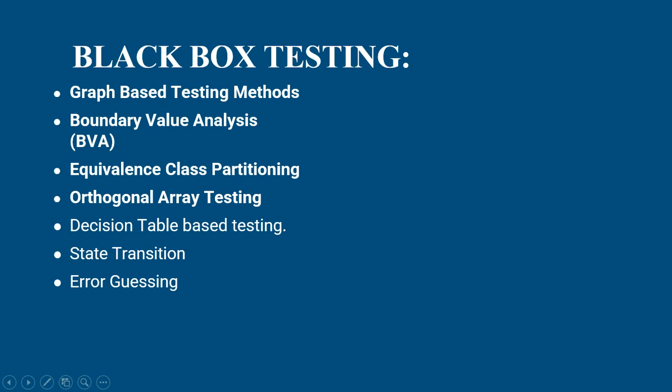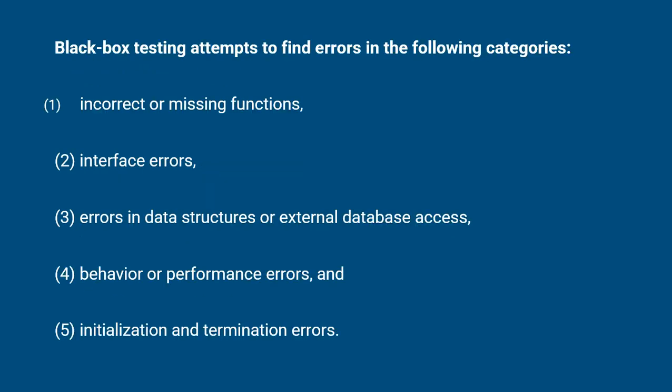Before discussing graph based testing and boundary value analysis, we will explain the various types of errors black box testing can find. Black box testing attempts to find errors in the following categories. These are only a few; there are many categories on a large scale. The first is whether any functions are missing, and if the functions exist, whether they are incorrect or correct.